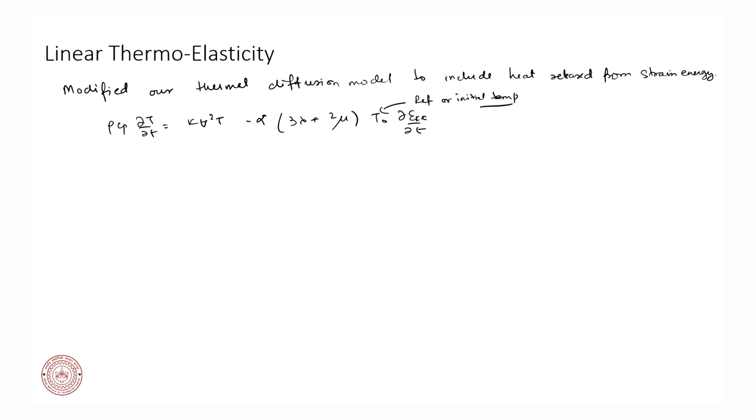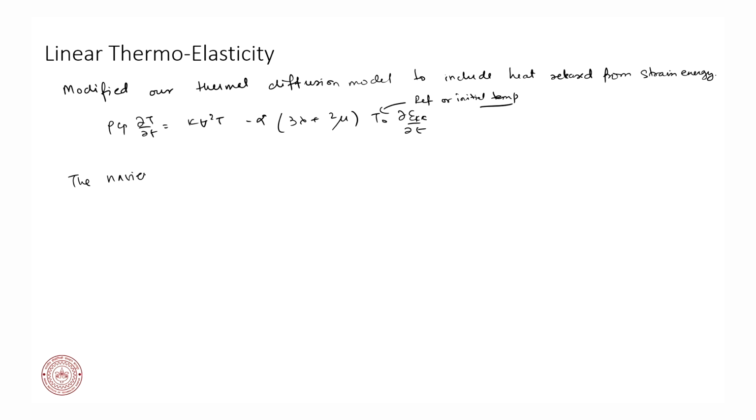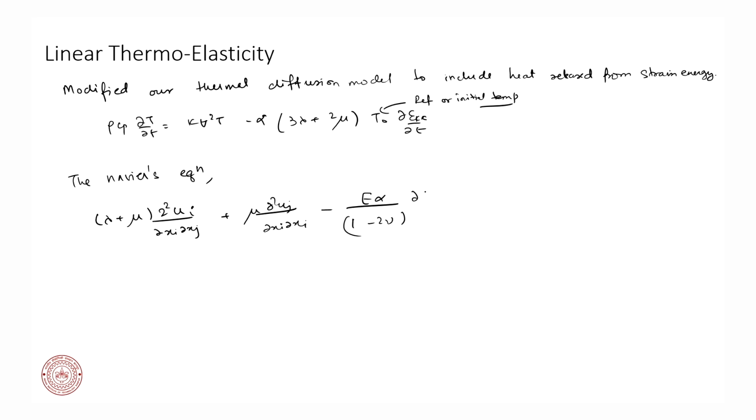All right. Now, just like our heat equation is affected by the strain energy or the strain rate, in the same way our Navier's equation is affected by temperature and is written by, then you can go back to again the set of notes for solid mechanics, as lambda plus mu del square ui by del xi del xj plus mu del square uj by del xi del xi minus E alpha over 1 minus 2 nu del T by del xj plus rho into Bj equals to rho into del square Uj by del t square.